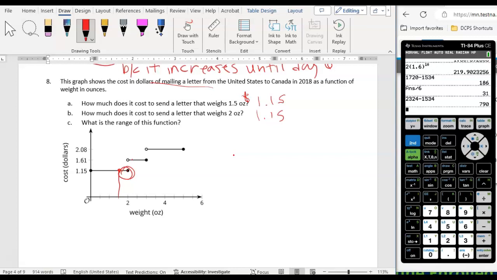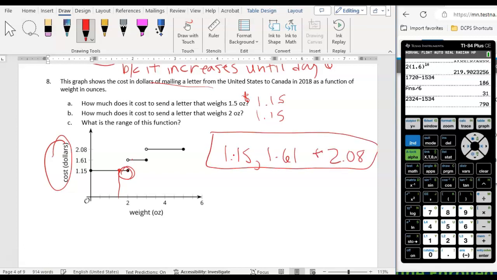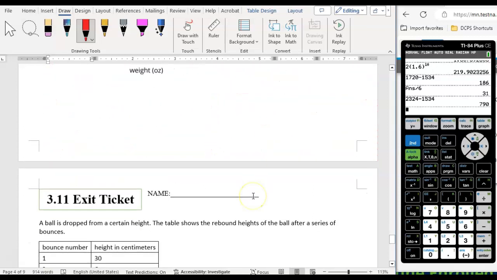It says, what is the range of this function? So the range is the possible outputs. So the possible outputs are $1.15, $1.61, and $2.08. Those are the possible outputs that we could have. You could say between $1.15 and $2.08, but there are 3 specific possible y values that we have.